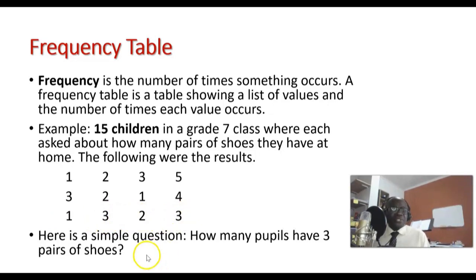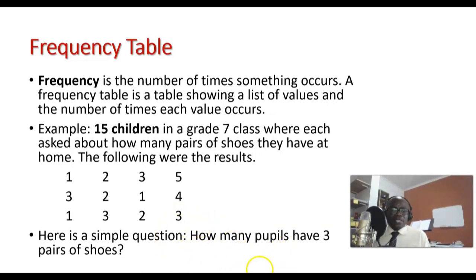Now, here is a simple question. How many pupils have three pairs of shoes? Well, you can simply count. One, two, three, four. We can see that four pupils have said they have three pairs of shoes.